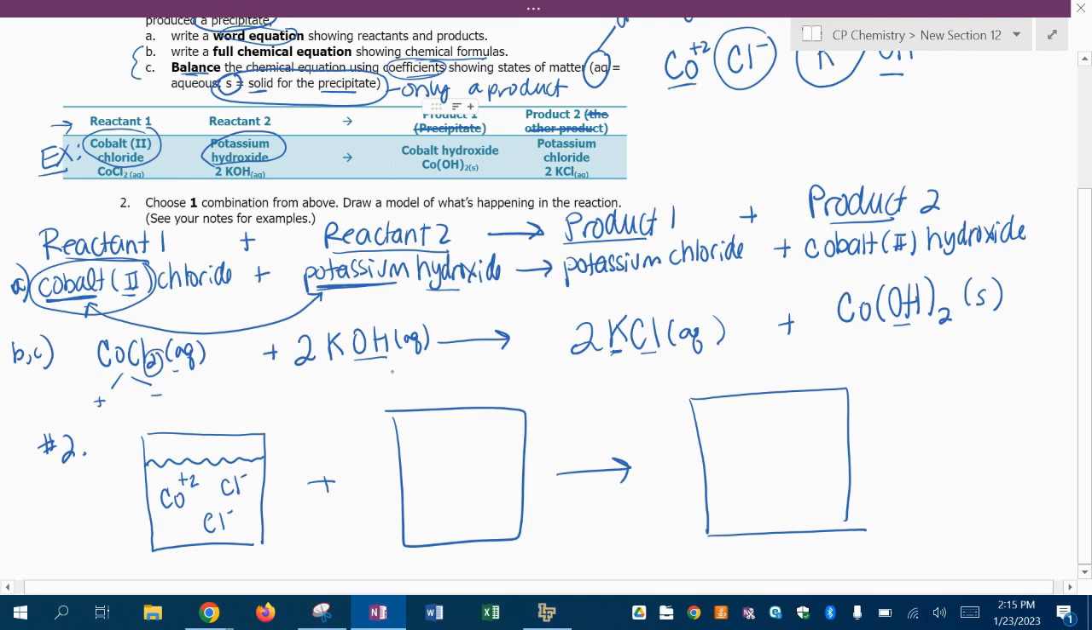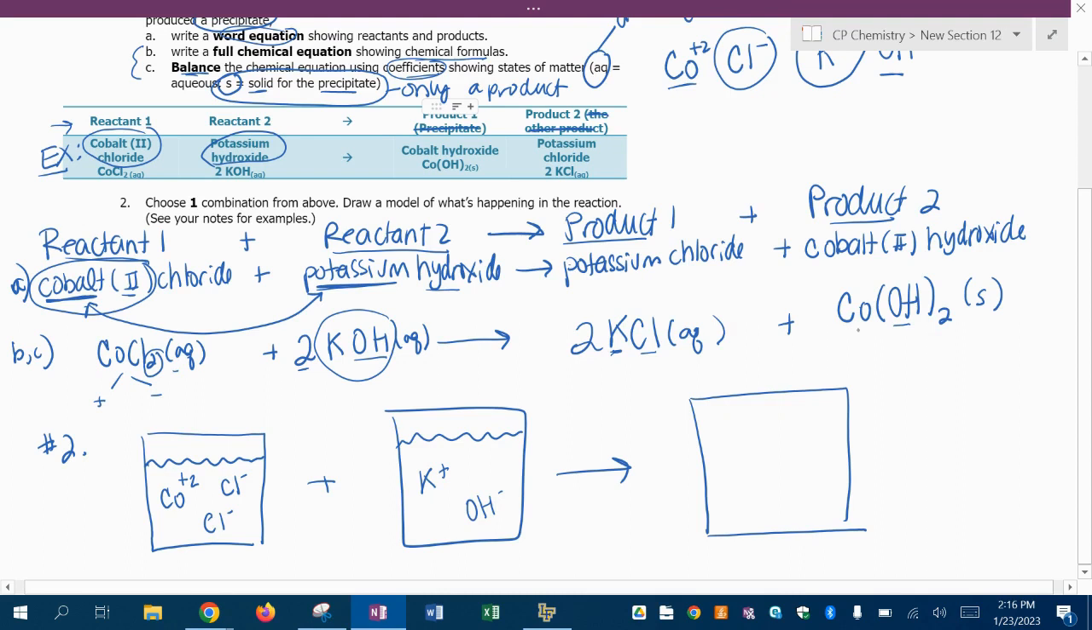Then we go to the potassium hydroxide. Again, this is aqueous, so I'm going to have a little water in there. You can ignore the coefficient of 2. Just focus on this formula. So we have 1 potassium ion and 1 hydroxide ion, because it's a 1-to-1 ratio. Now I go to my product side. My solid is the cobalt-2 hydroxide.